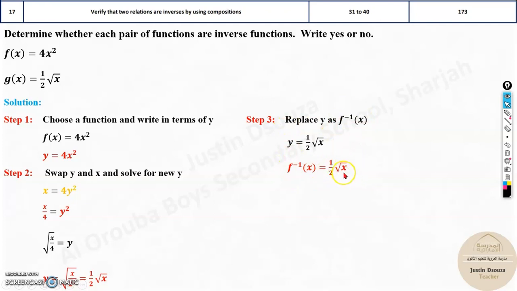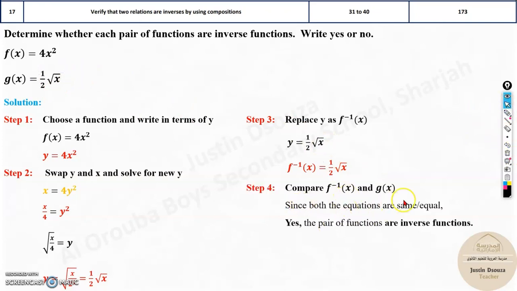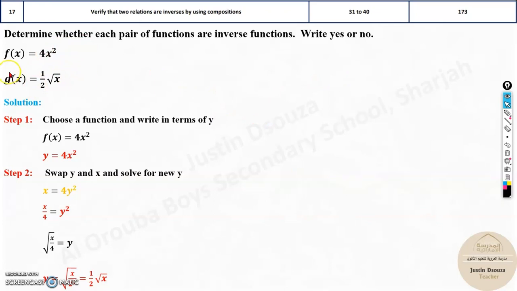That is the answer. And now verify this and this. Is it the same? Yes, if it is the same, the answer is yes. They are same or equal. That means they are inverse functions. Yes is your answer over here. Now, if you are thinking, what if I take the inverse of this? Will I get 4x squared? Absolutely, you should get 4x squared. It's up to you. You can choose this or this. I've not done that, but I'll just do it over here by writing.